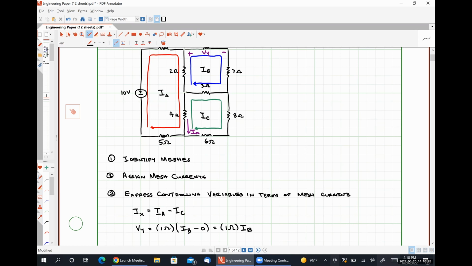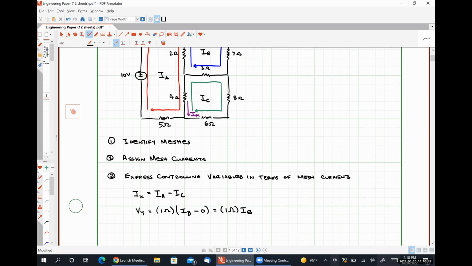And I chose to give you an example for both a current in terms of mesh currents, as well as a voltage in terms of mesh currents, as we'll be seeing those things over and over and over again throughout today's lecture. Okay. All right, so from here, once we have expressed our controlling variables in terms of our mesh currents, we would move along to step 4, where step 4 is to write a KVL equation for each mesh current.